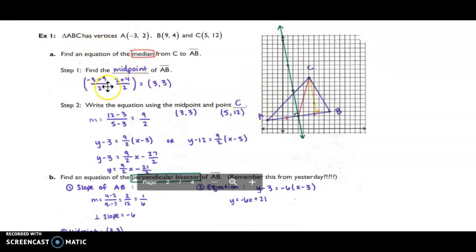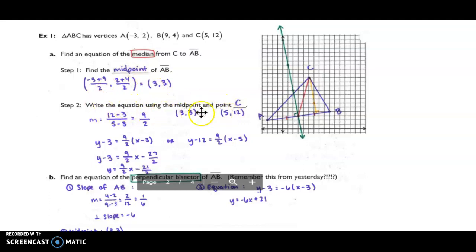In this one, you're given 3 points to make a triangle. It says find the equation of the median from C to AB. Now, here's the thing: a median is from a corner of the triangle to the midpoint of the opposite side. So that means, see here in step 1, part A asks to find the equation of the median. So we need the midpoint of AB, which we do here. It's at 3, 3.